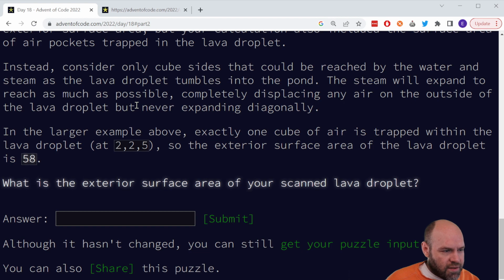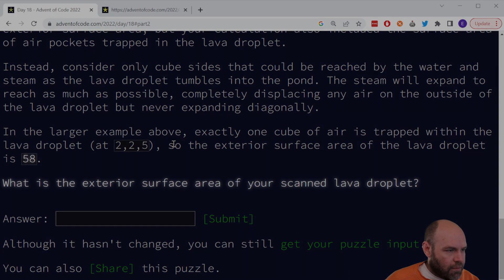In the larger example above, exactly 1 cube of air is trapped within the lava droplet at 225. So the exterior surface area of a lava droplet is 58. What is the exterior surface area of your scanned lava droplet?